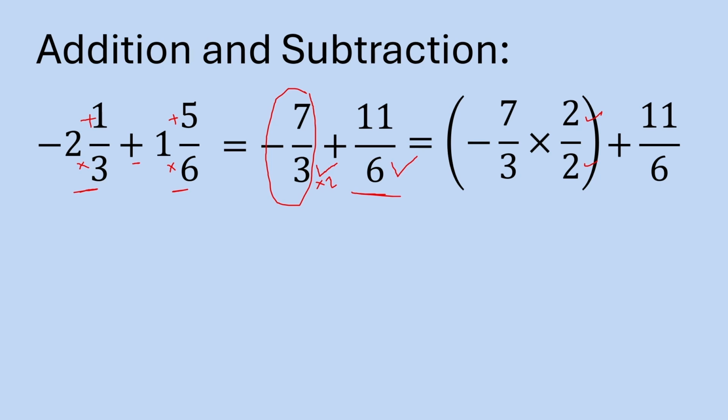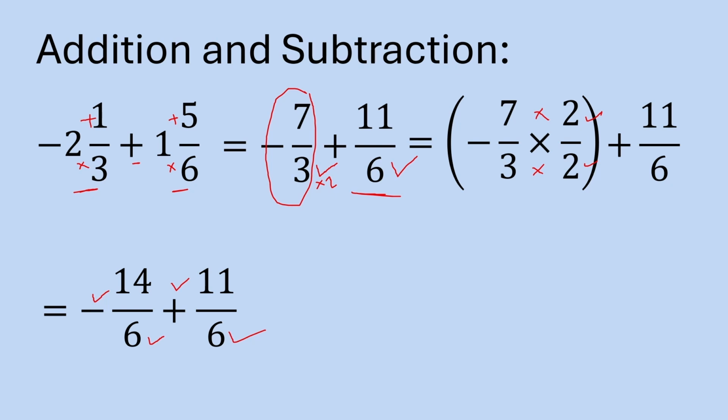Now further simplification, 7 times 2 is equal to 14. And 3 times 2 is equal to 6. So negative 14 divided by 6 plus 11 divided by 6. So now denominator is same. So now we can do addition of numerator. But one number is negative and one number is positive. So we need to do subtraction. But 14 is greater than 11 and 14 is negative value. So answer will be negative.